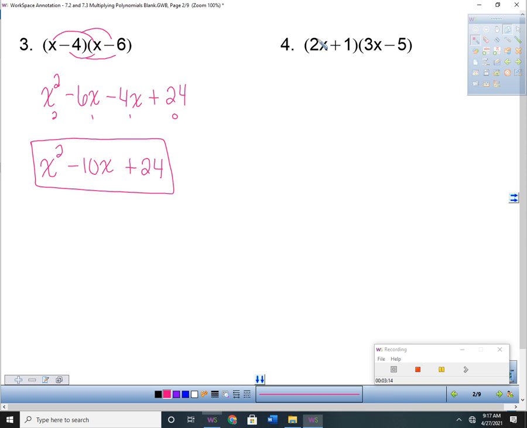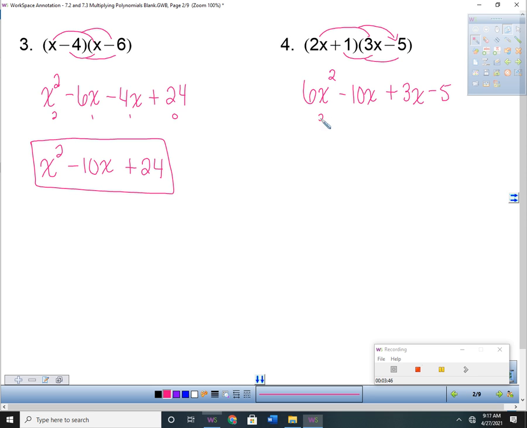All right, number 4, same thing. So we're going to take 2x times 3x. Just remember you need to take the numbers in the front times each other. So 2 times 3 gives you 6. And then x times x is x squared. 2x times negative 5 is negative 10x. 1 times 3x is 3x. And 1 times negative 5 is negative 5.